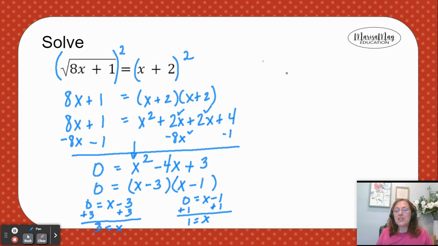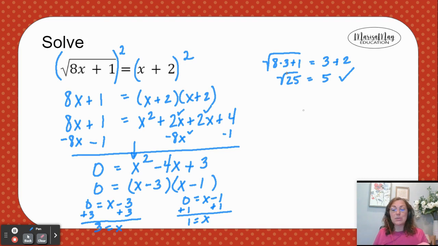And so what we have to do is go back and substitute our solutions and make sure that we get a true statement. So 8 times 3 is 24, plus 1 is 25. So we're saying the square root of 25 is 5. That's a true statement. So that lets us know that x equals 3 is a solution here.